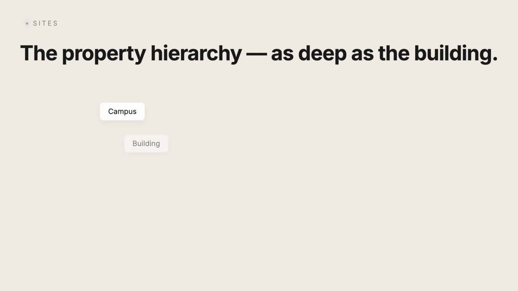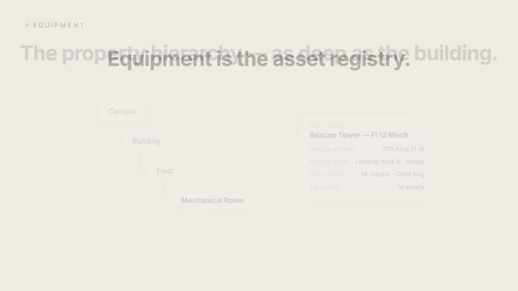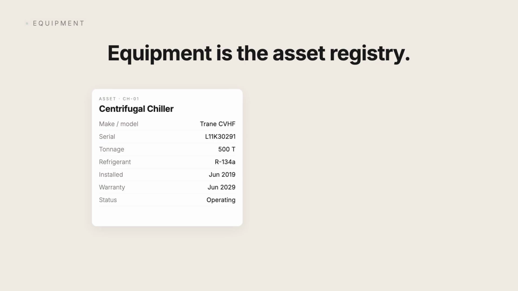A site object gives you the property hierarchy. That can be the one building, or it can go deeper like campus, building, floor, mechanical room. Each site can hold its service address, access notes, site contact, and every piece of equipment at that location. The equipment object is the asset registry. It holds the make, model, serial number, tonnage, refrigerant, installation date, warranty date, operating status, and parent equipment.